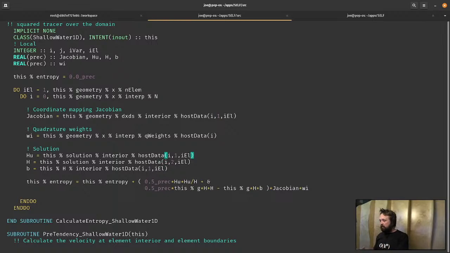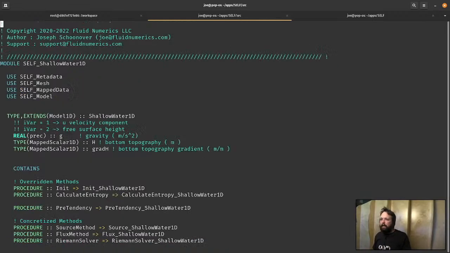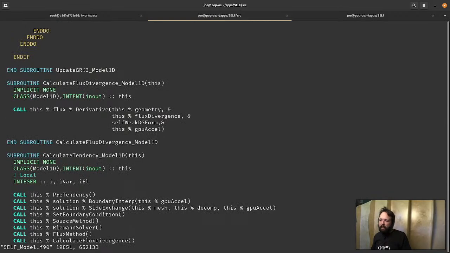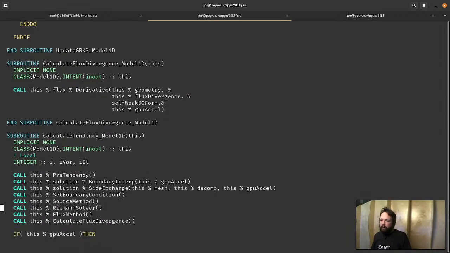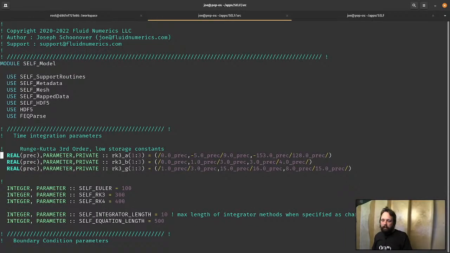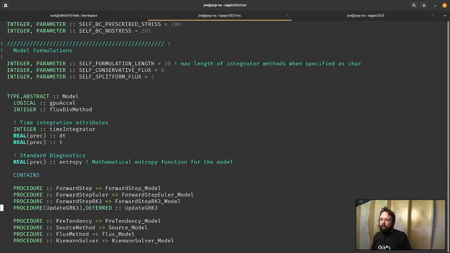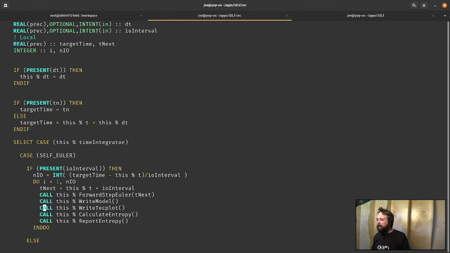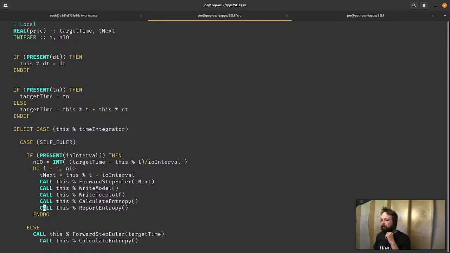So if you were to build your own model, since we last met two weeks ago, the entropy calculation is a procedure you can override. This is quite helpful when you're building models, to be able to track stability and to help verify that you're implementing something correct. So if you want to see what ends up happening with that, I think it's the forward step methods. When you do the forward stepping, the forward step methods will automatically run through that entropy calculation at the end of each I/O interval that you have and report that entropy to screen.